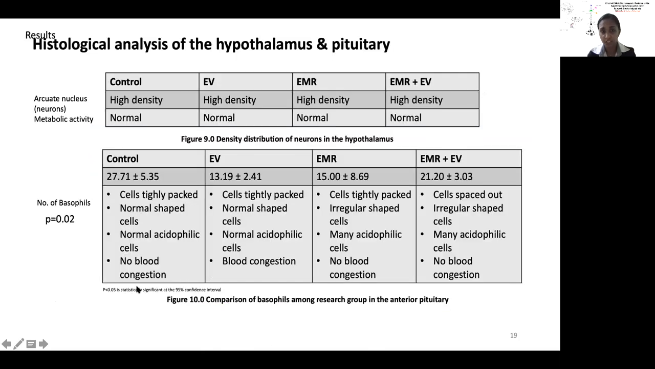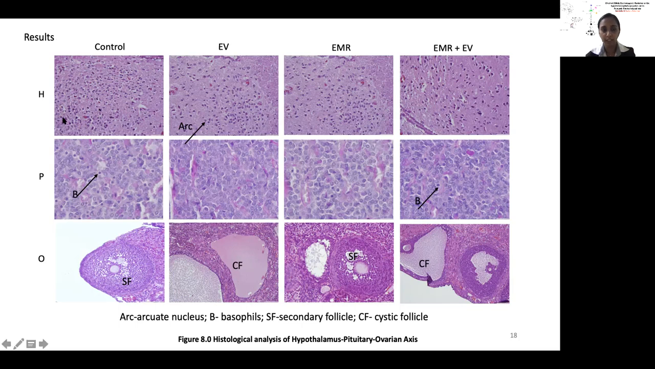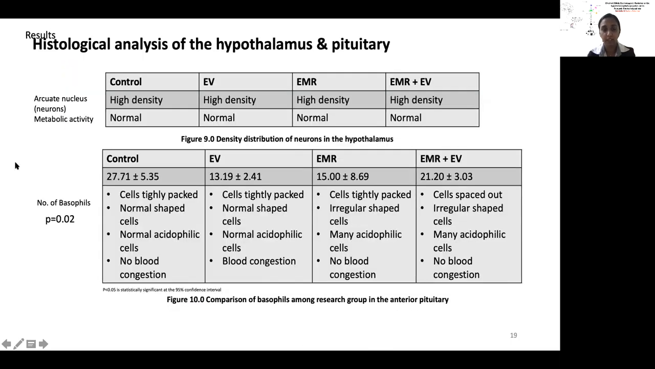In terms of the histological analysis, in the arcuate nucleus we found a high density of neuronal cells, and we saw that the metabolic activity was normal. How did we look at the metabolic activity? Depending on how purple the neurons stained, that means they were metabolically active, right? So there was no difference there at all; they were the same. When we looked at the distribution of the basophils, we saw that with the estradiol valerate, the basophils had reduced, right? And in the electromagnetic radiation EV group, the basophil numbers were much higher. This was surprising to find out.